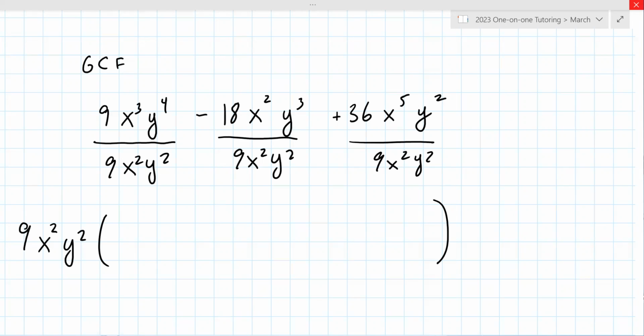Any questions on this? No. Okay. I got 9xy squared. So the nines do cancel. Okay, it's one of those. Yep.